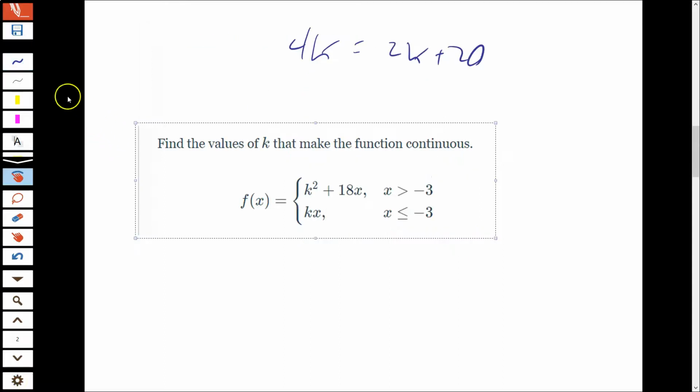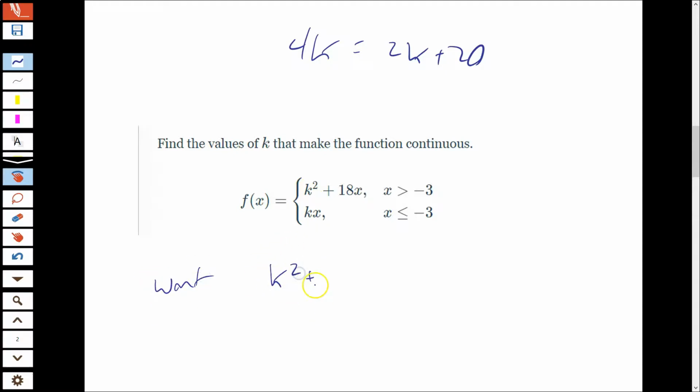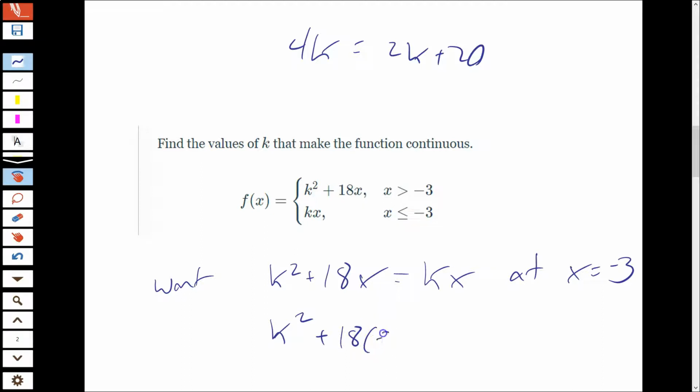Here, notice I have something really similar, but I have a k squared. So what I want here is k squared plus 18x to equal kx at x equals -3. Be careful where I plug it in here. My squared is going to stay because it's my k this time, plus 18 times negative 3, which is negative 54, equals negative 3k.